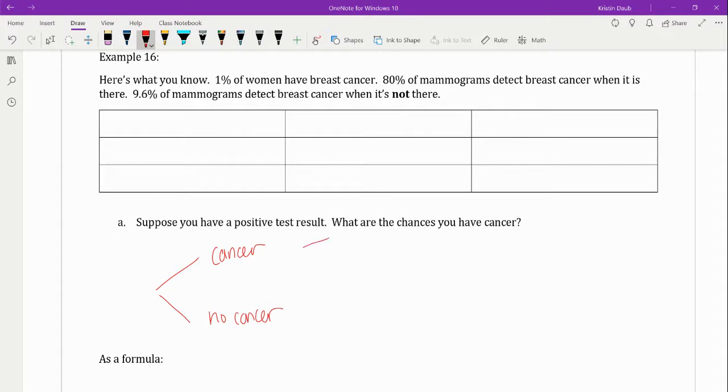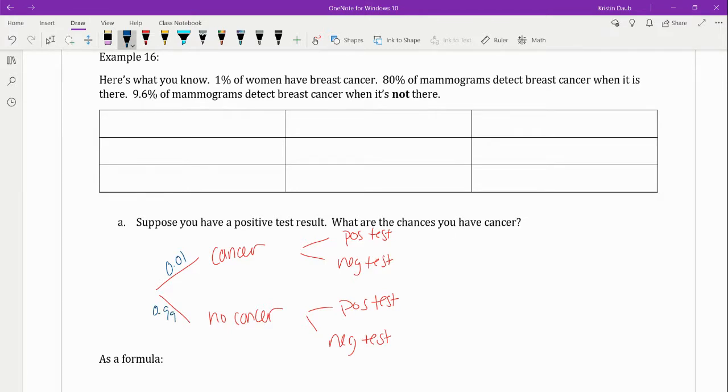So this will be, does this person have cancer or not? And then from there, you could get a positive test or a negative test. And then same thing here, a positive test or a negative test. And there's different percentages based on whether or not you have cancer. Now we know that 1% of women have cancer, so we'll put the 1% here. That means that 99% of women don't.